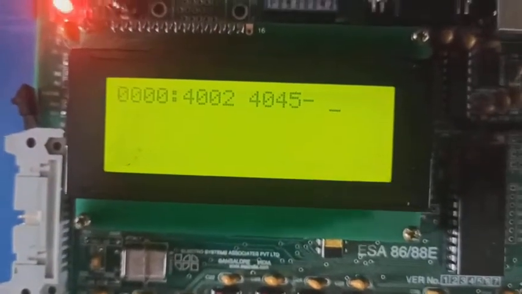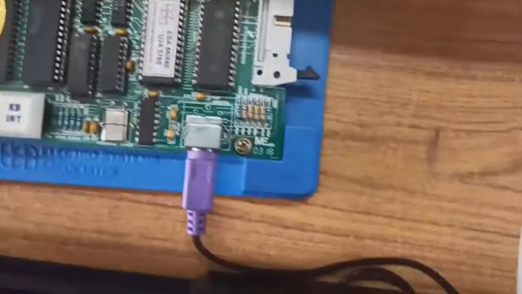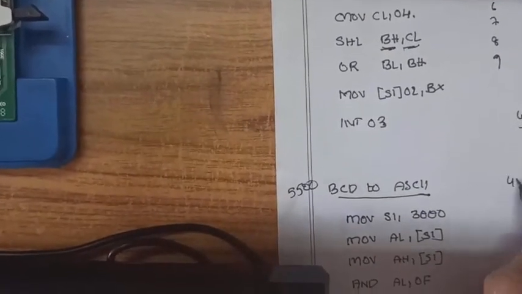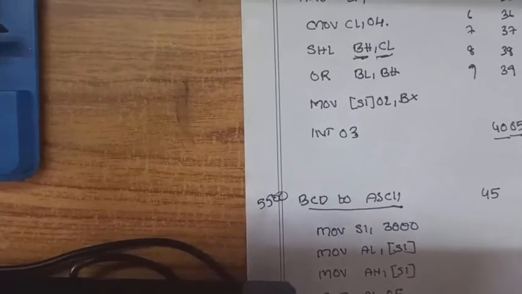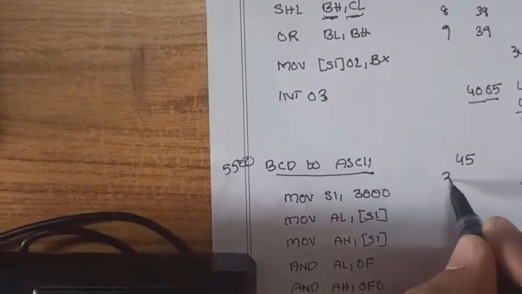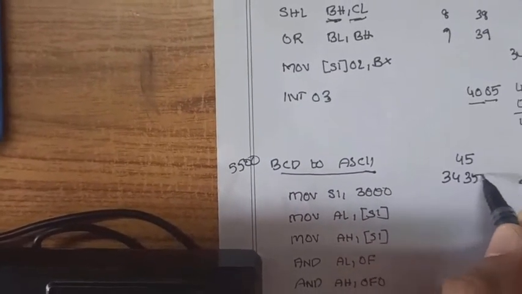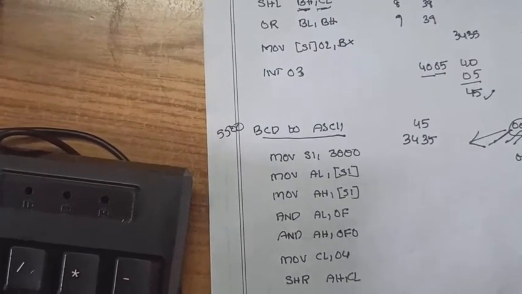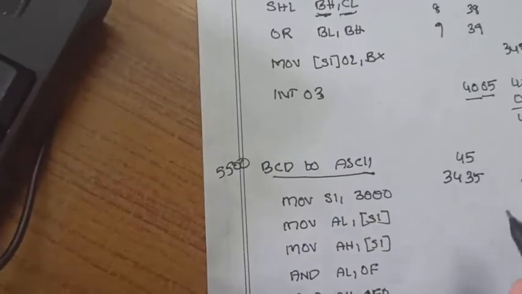In a similar way, if you go for reverse logic, there is one more program called BCD to ASCII. Packed BCD means I will give an input of 45 and I want it converted to 3435. So how do we convert this packed BCD into an ASCII number? Now try to understand here.